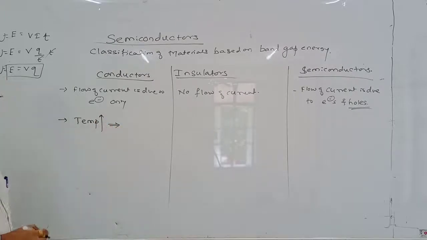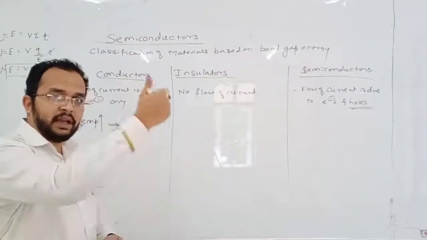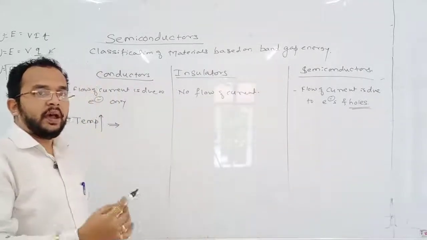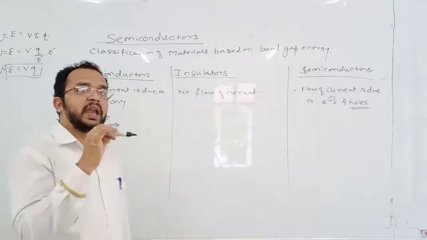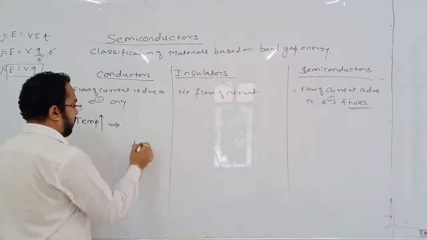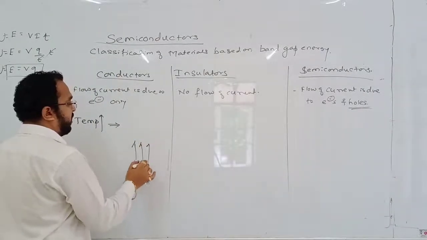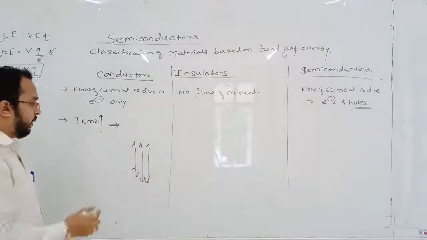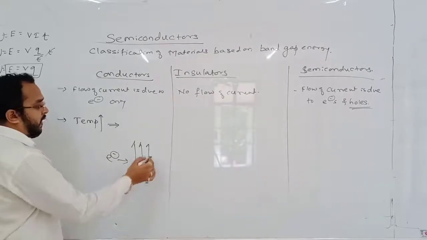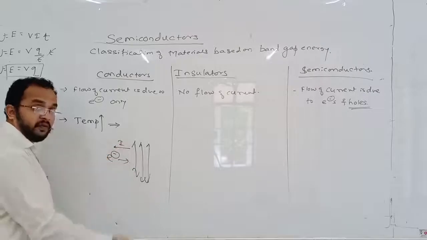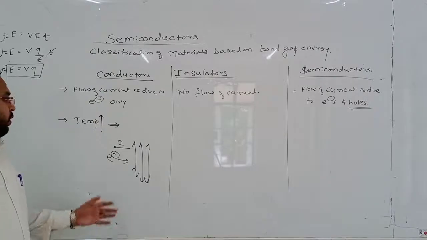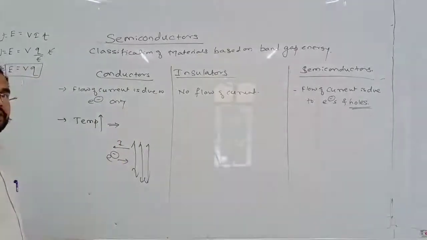Next thing, in conductors, as temperature increases, what will happen? Molecules start vibrating up and down like in a transverse wave. They will vibrate up and down and it will oppose the flow of electrons. If you increase the temperature, the molecules will vibrate and it will oppose the flow of electrons, and the opposite of the flow of electron is what? The flow of current, because the electron has a negative charge. Okay, so here conductivity reduces.